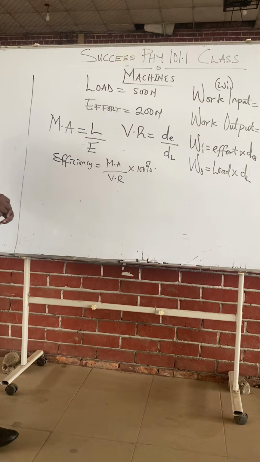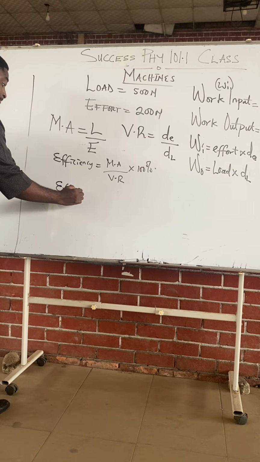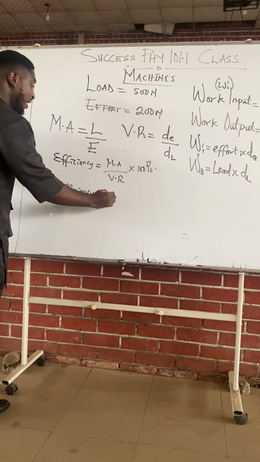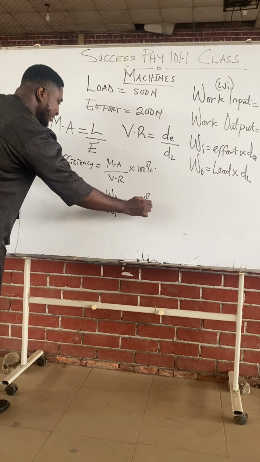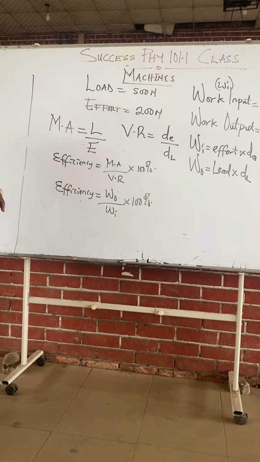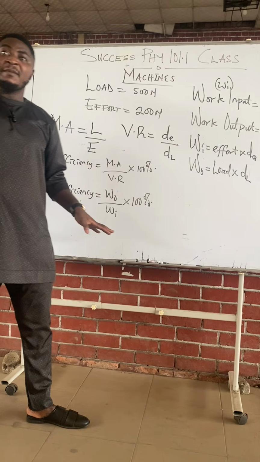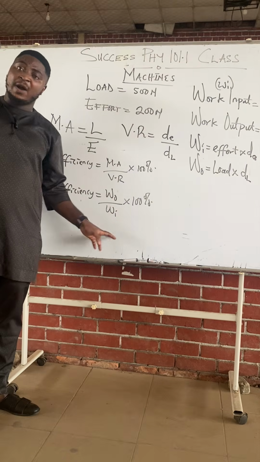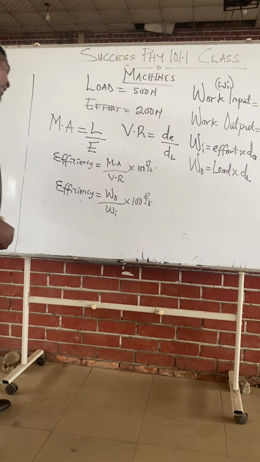It's important to know that there's another formula for efficiency: work output divided by work input times 100. Efficiency of a machine can also be determined by work output divided by work input times 100%.